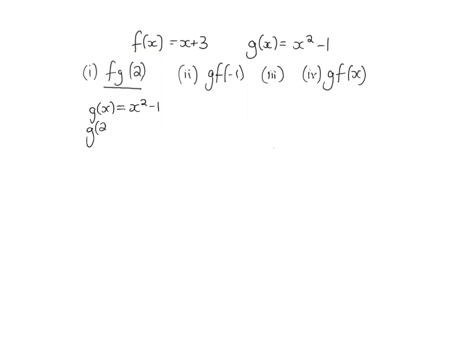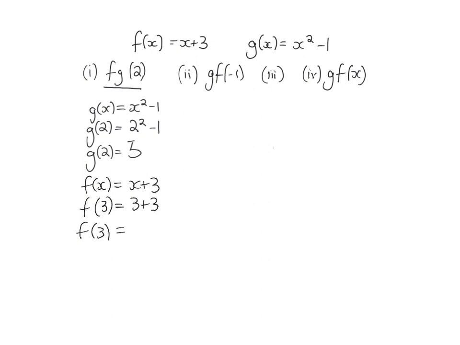So g of 2 is going to be 2 squared minus 1. So g of 2 is going to be 4 minus 1, which is going to give us an answer of 3. Then we have to do f of x, and f of x here is x plus 3. And we need f of 3, so it's going to be 3 plus 3. So in this one, f of 3 is equal to 6.